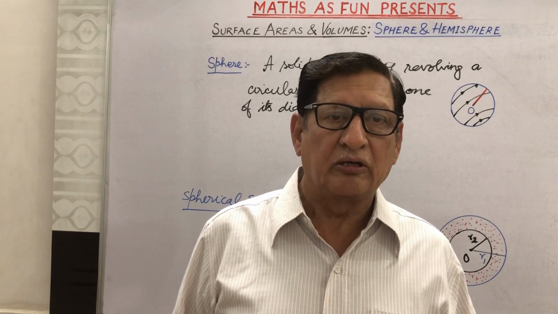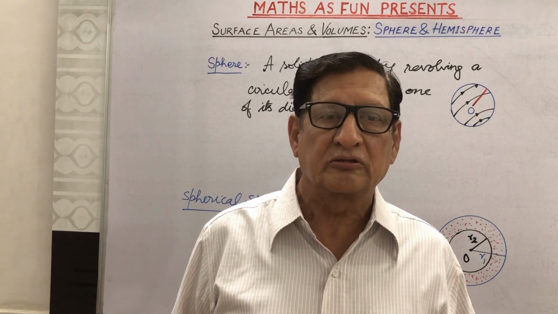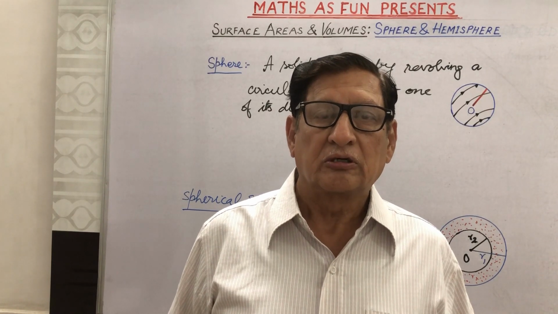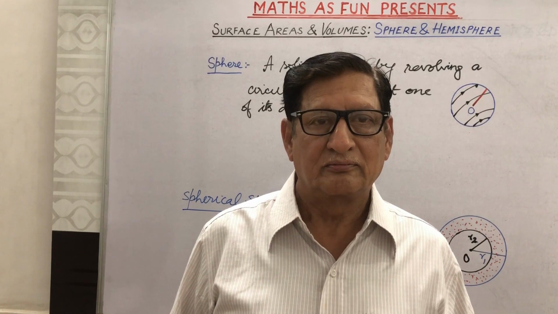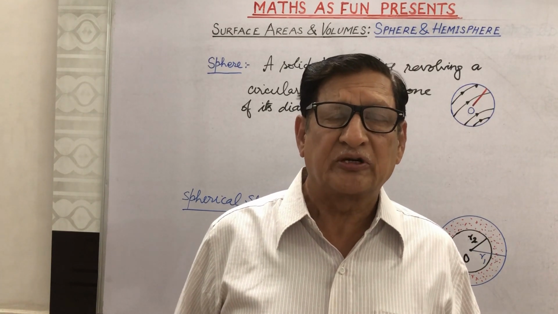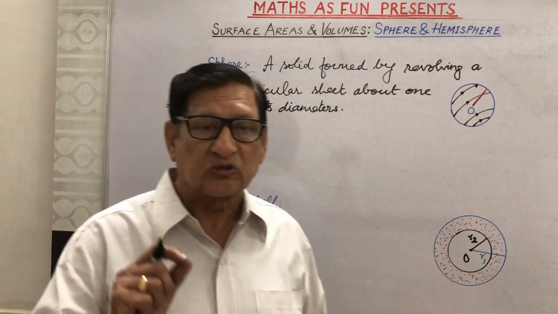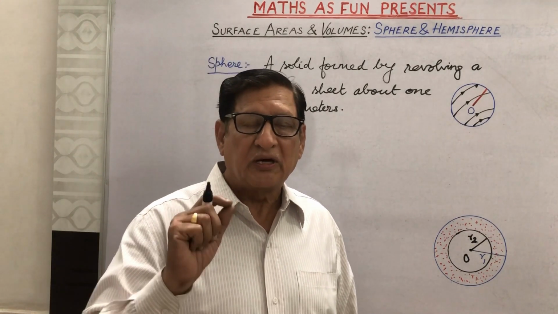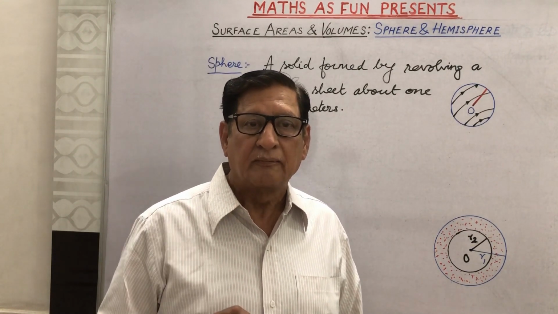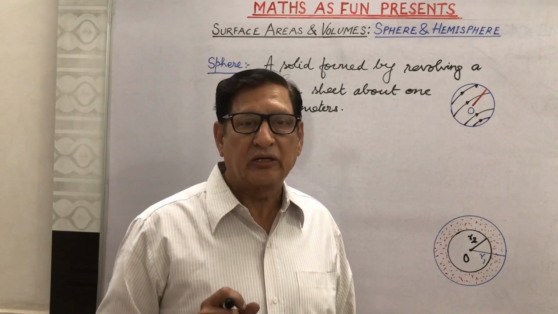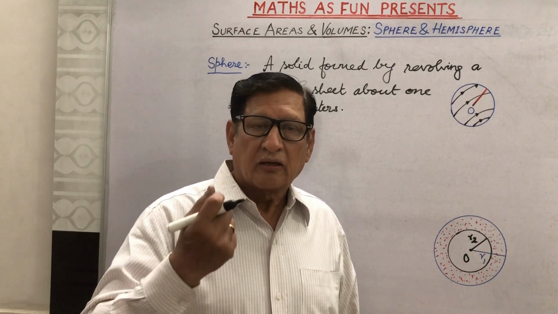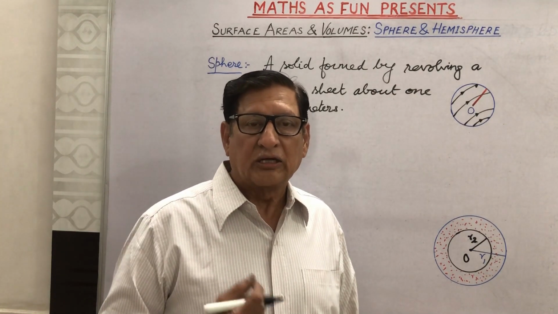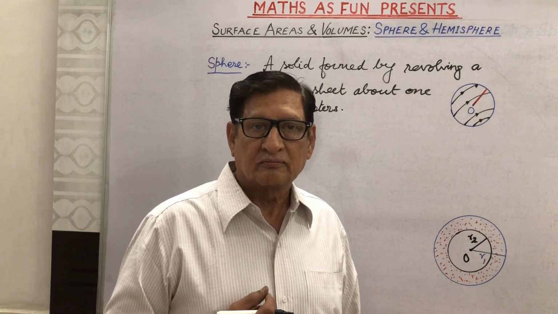In this video we will learn about the sphere and hemisphere to find out the curved surface area, total surface area and the volume. We have already learnt about the sphere, that a sphere is a solid which is formed by revolving a circular sheet about one of its diameters. This we have seen with demonstration also in the previous videos.